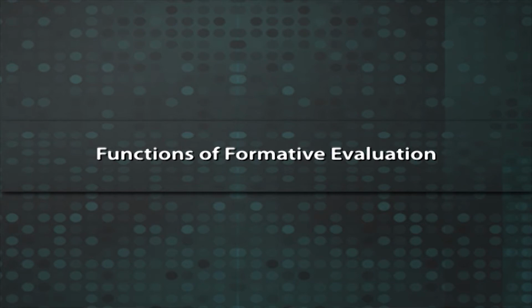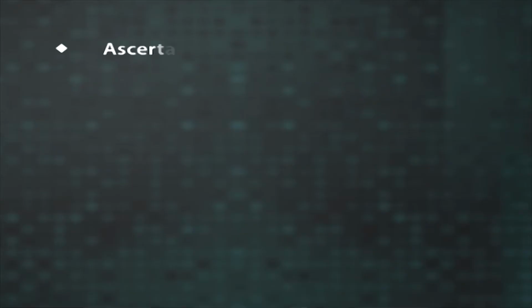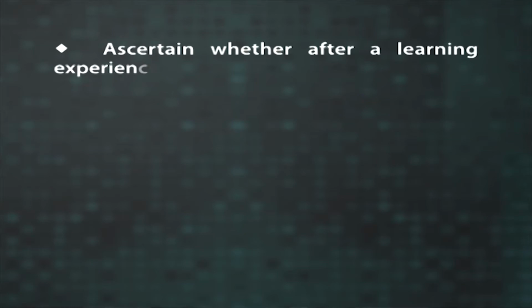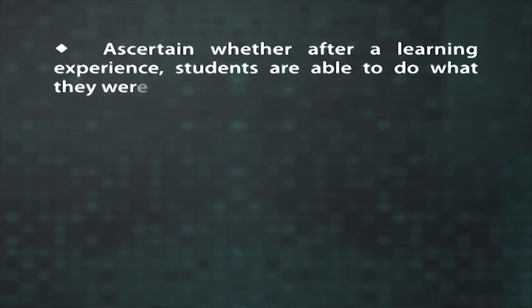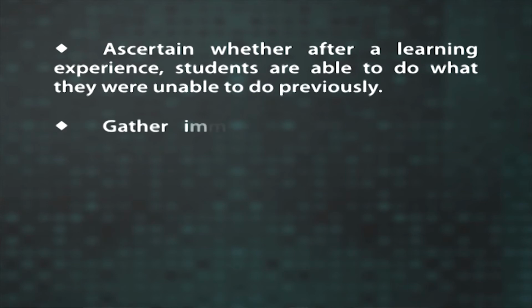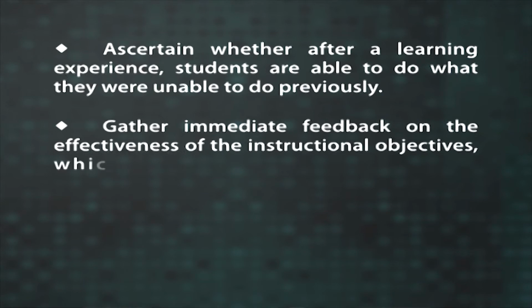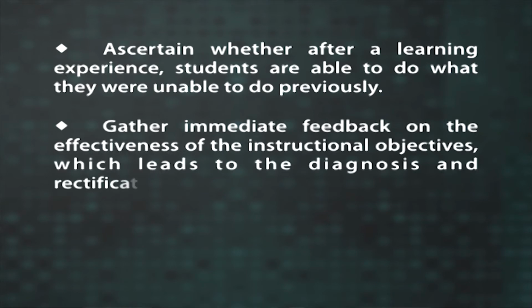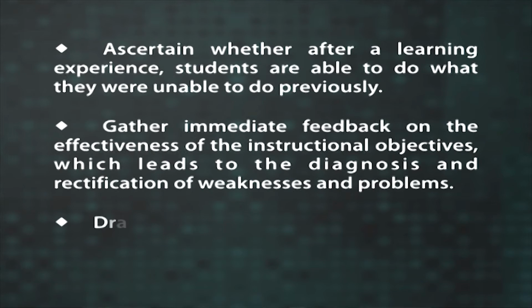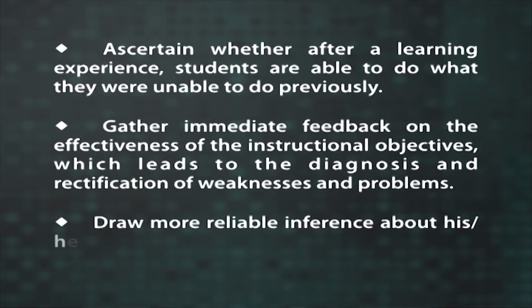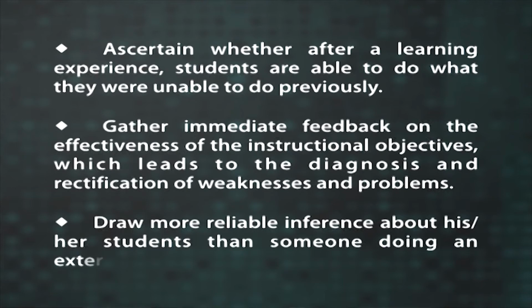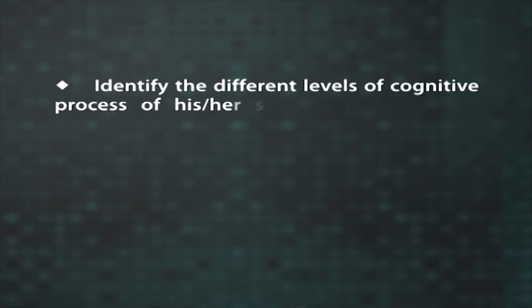Functions of formative evaluation. Formative evaluation enables a teacher to ascertain whether, after a learning experience, students are able to do what they were unable to do previously. Gather immediate feedback on the effectiveness of the instructional objectives, which lead to the diagnosis and rectification of weaknesses and problems. Draw more reliable inference about his or her students than someone doing an external evaluation. Identify the different levels of cognitive process of his or her students.